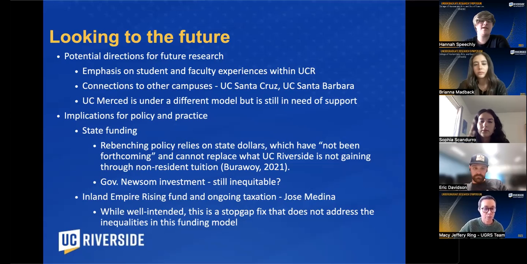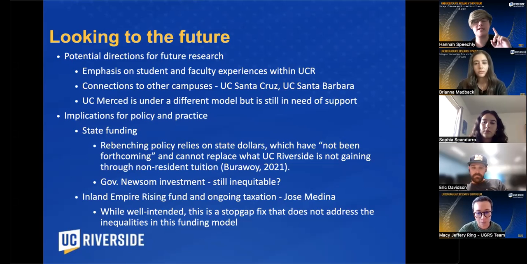The second one is there's talk of the Inland Empire Rising Fund, which is ongoing taxation. This was proposed by Jose Medina, who is an Inland Empire resident. He sees the struggle that UC Riverside is facing in the wake of these policies and says, well, we need more funding for this particular campus. And nobody really disagrees with that, except this is a stopgap fix that does not address the inequalities that are existent in this funding model.